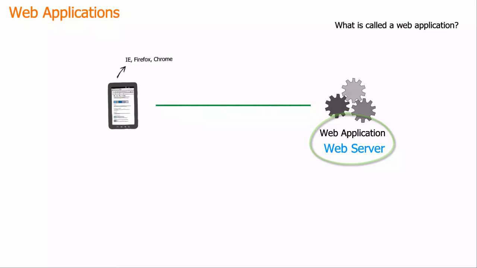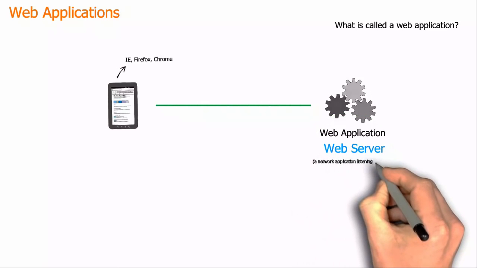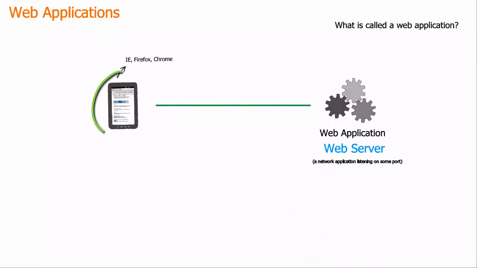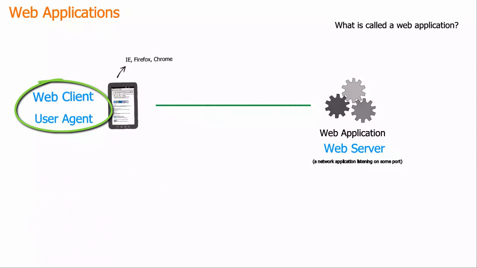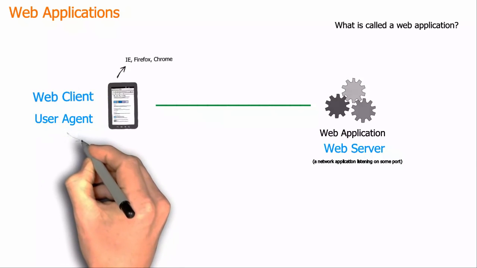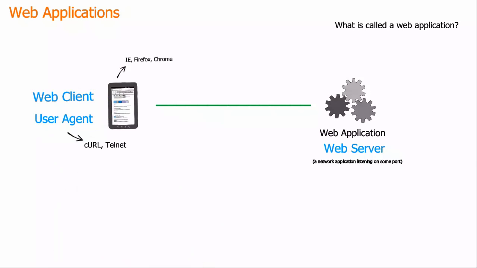And a web server is actually a network application running on some machine, listening on a port. The browser is actually called a web client, or more formally, a user agent. In fact, web clients are not only browsers, but any application which can speak to a web server, like CURL or Telnet. Those are also web clients or user agents. So the web client or the user agent communicates with the web server to get its job done.